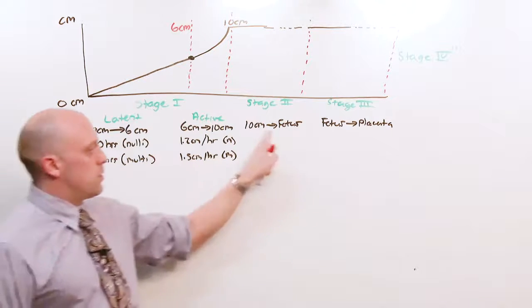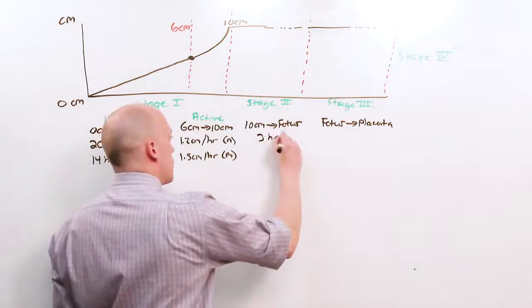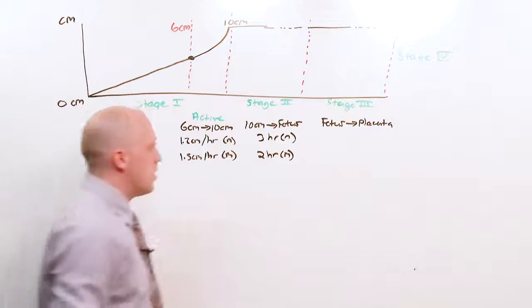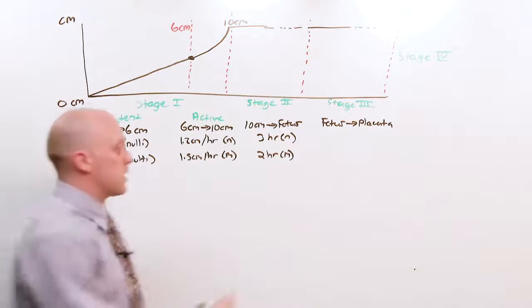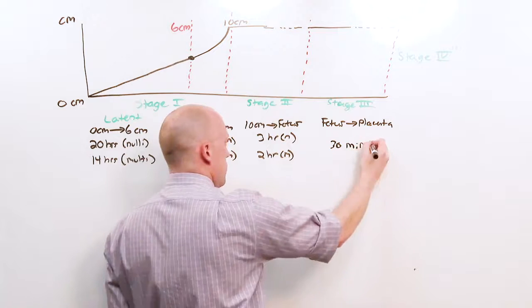Stage 2, 10 centimeters to the fetus being delivered, should take 3 hours for a nulli and 2 hours for a multi. And fetus to placenta, regardless of how many times you've delivered, should take less than 30 minutes.